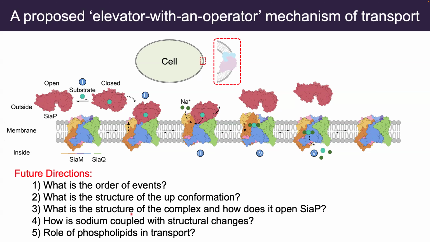How is sodium coupled to these structural changes? We know where the sodiums bind, but it's less clear how they actually deal with motion. And of course, we've got this interesting feature that we have these lipids bound. So what they're doing is also of interest to us, and how that's important for the transport mechanism. And so that's where we are now. And thanks, that's the end.